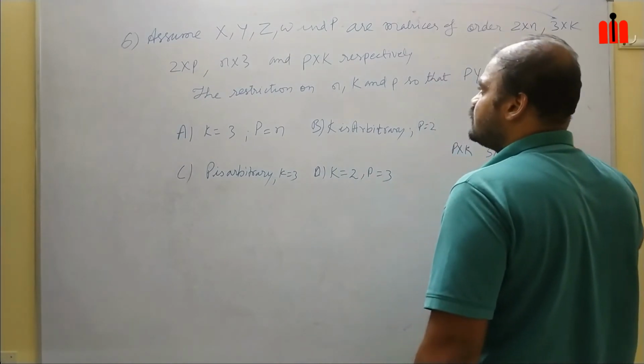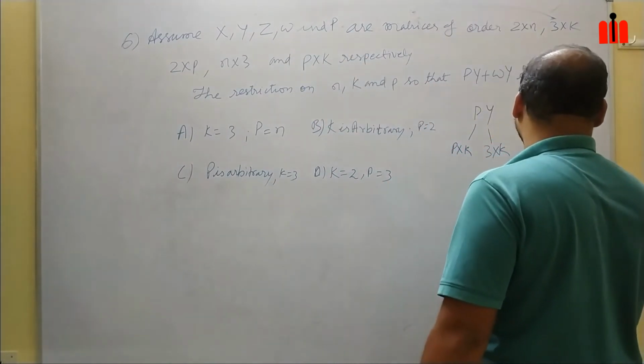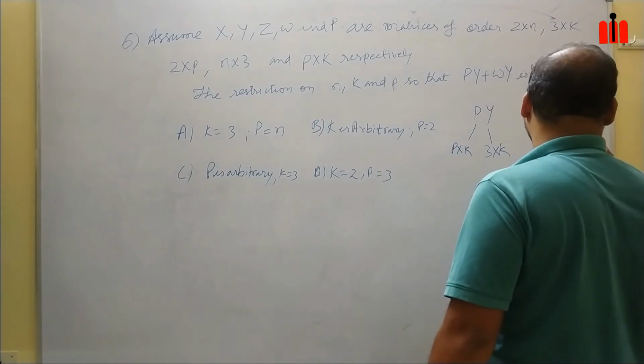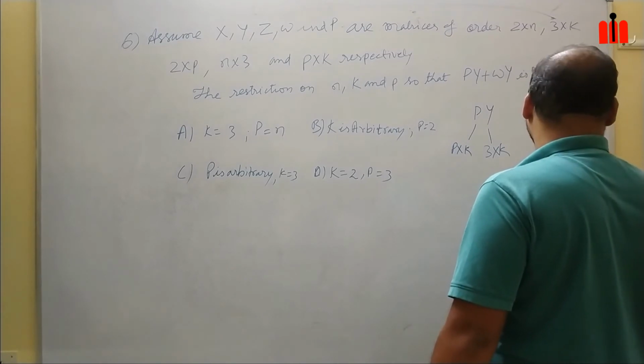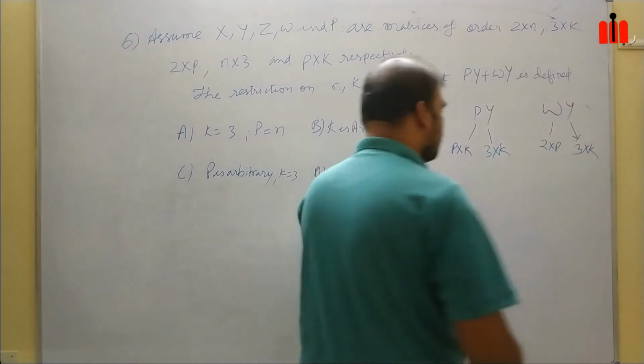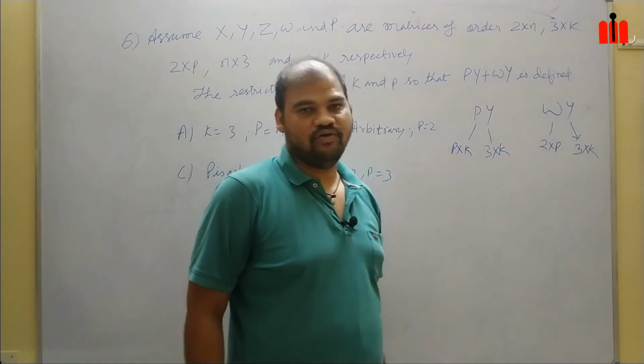What is W's order? W's order is 2 by P, and Y's order is 3 by K. Okay, so this is the order of P, Y, W and Y.